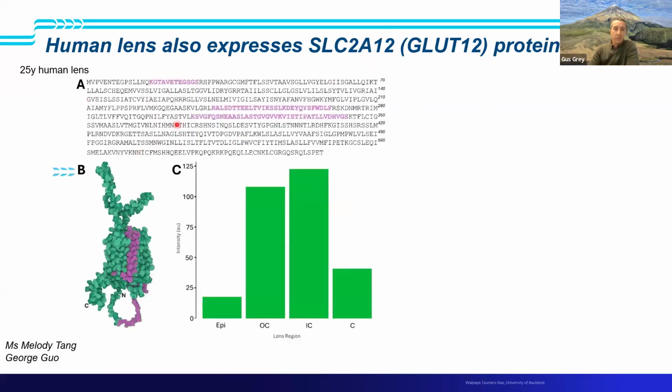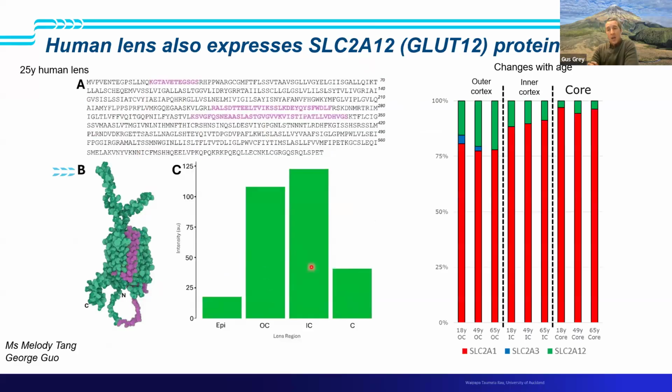So this was in a relatively young human lens. You can see the sequence coverage on the AlphaFold representation here. And when we did the little manually dissected spatial analysis, we can see it's present in all different human lens regions, although it's at slightly different abundances. And then with the help of friends at Vanderbilt University with Professor Kevin Schey, we were able to do a study of its relative abundance with human lens aging.